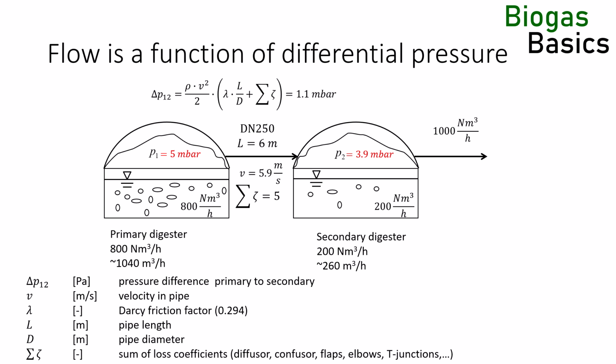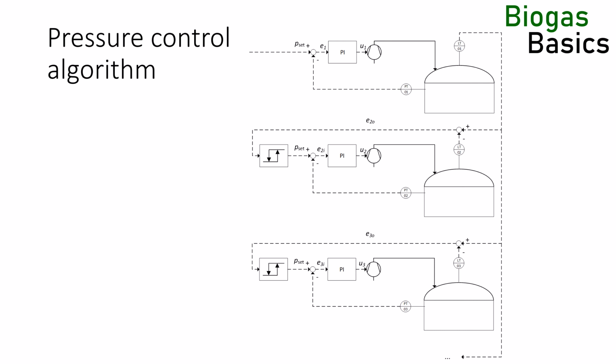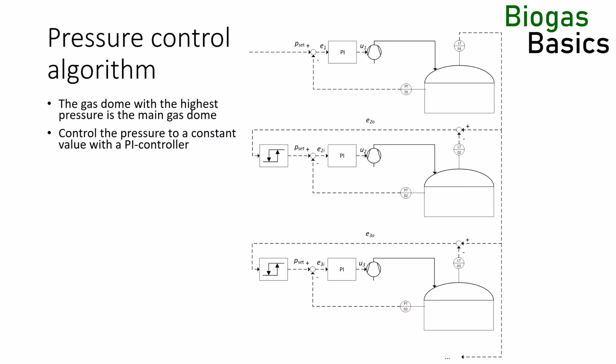We need some kind of feedback controller for the pressure. If the biogas plant has two or more double membrane gas domes, use the following algorithm. Identify the gas dome with the highest operational pressure and control its pressure to a constant value with the pressure control flap and the variable speed drive of the air blower.